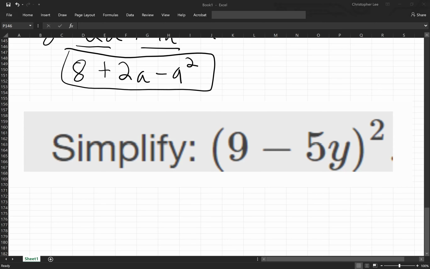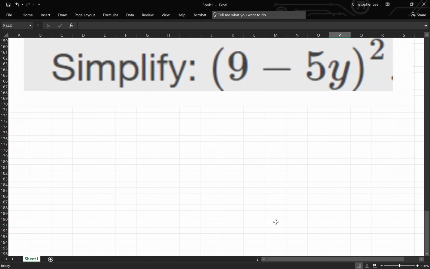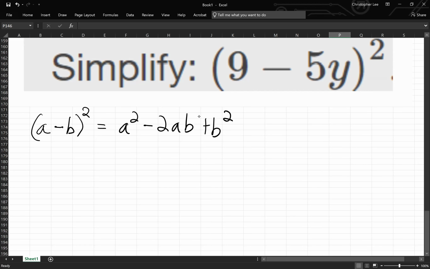Yeah, this last one. My fault. So you can either multiply it straight out, or you can use a shortcut. So let me remind y'all of the shortcut. We have a minus b squared, right? And this becomes what? A squared minus 2ab plus b squared, all right?